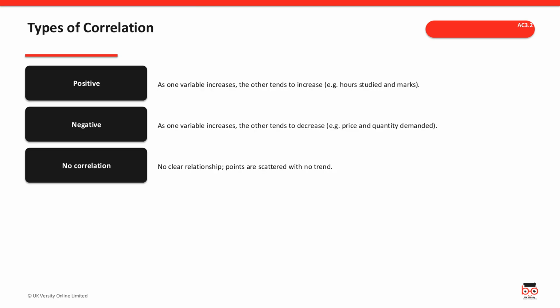Correlation comes in three broad types. Positive correlation is where, as one variable rises, the other tends to rise too. Hours studied and marks earned, for instance. Negative correlation is the opposite. As one goes up, the other tends to fall, like the price of a product and the quantity people demand. And no correlation means there's simply no clear relationship. The values wander about with no trend at all.